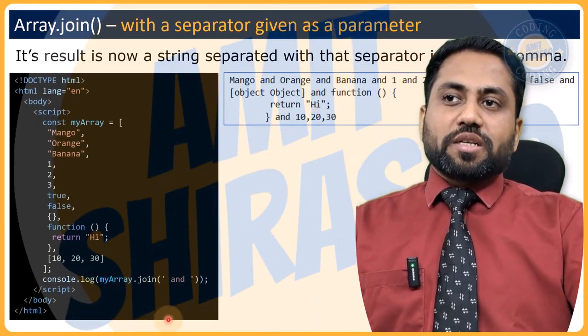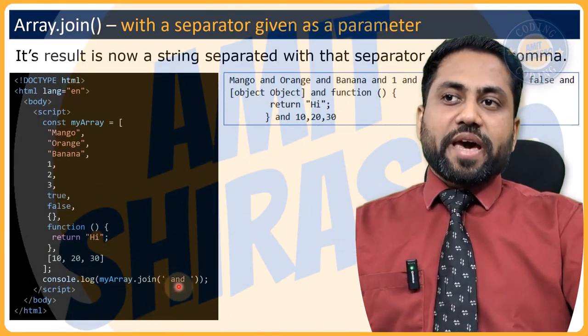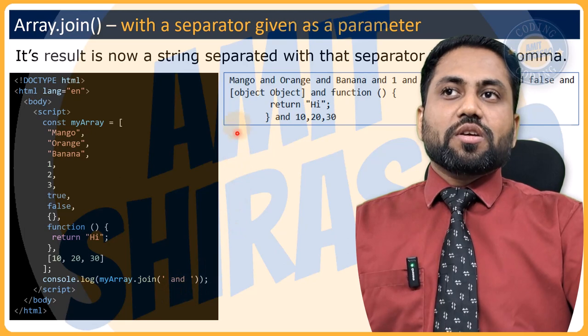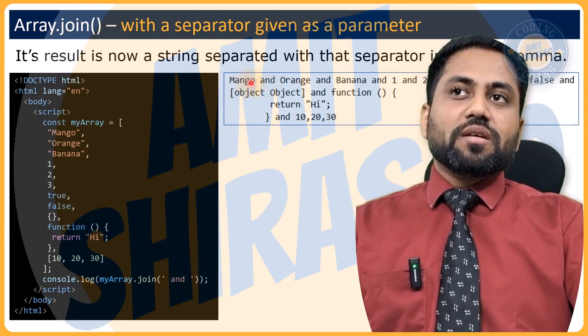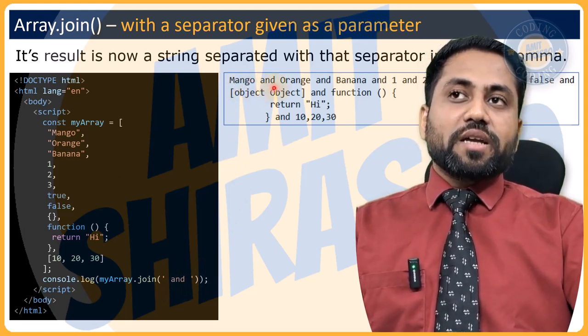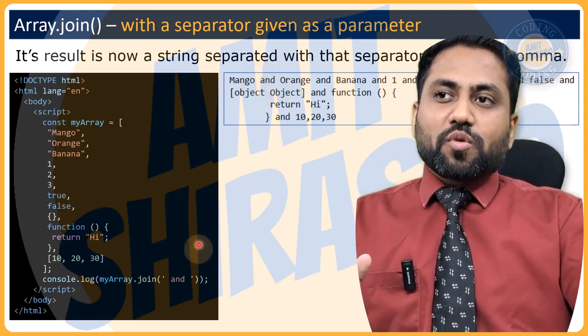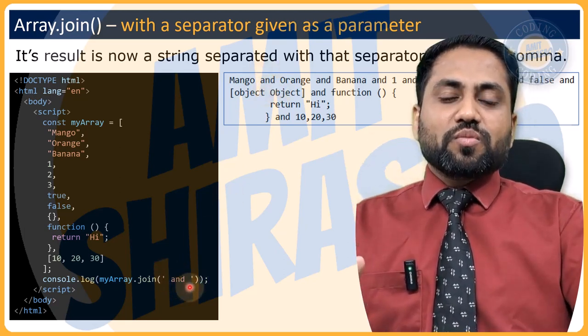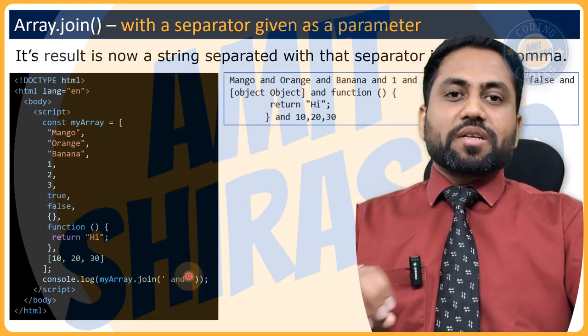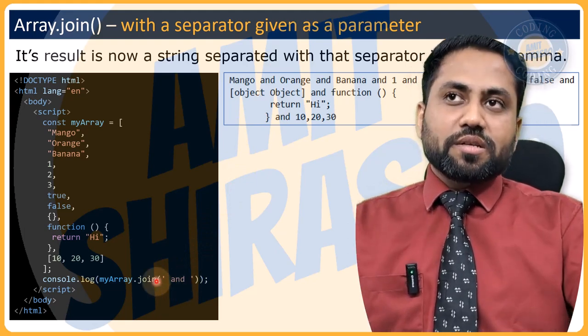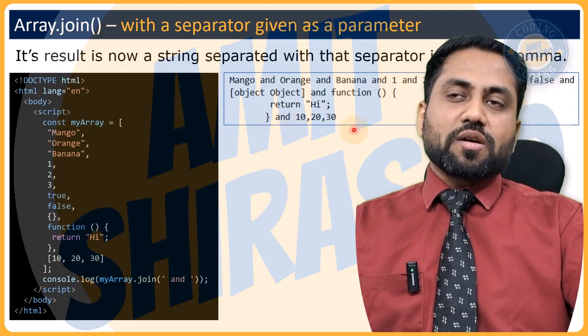But if I give a separator, let's just say I say dot, space and space, so that should be the separator. So now see, it is separating using space and space. Got the idea? Whatever separator you use, it doesn't need to be a single character. You can have an entire string as the separator, and it will separate things accordingly.